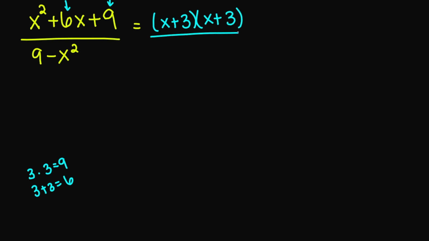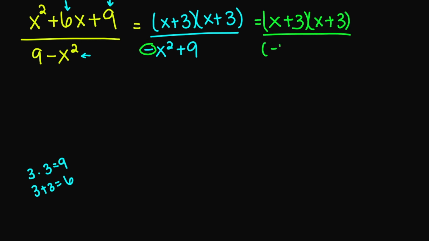My denominator, we're going to write this in standard form first, and then we're going to factor it out. So I'm going to change this into negative x squared plus 9. And notice I do have a leading negative number here. So I need to pull that -1 out. So we have x plus 3 times x plus 3. And then my denominator, we have our -1 that we pulled out. I'm left with x squared minus 9.